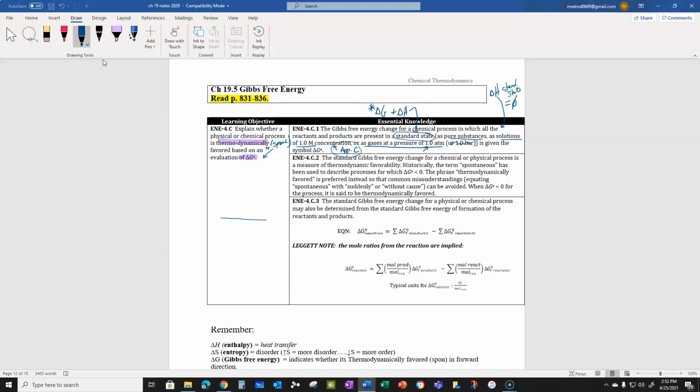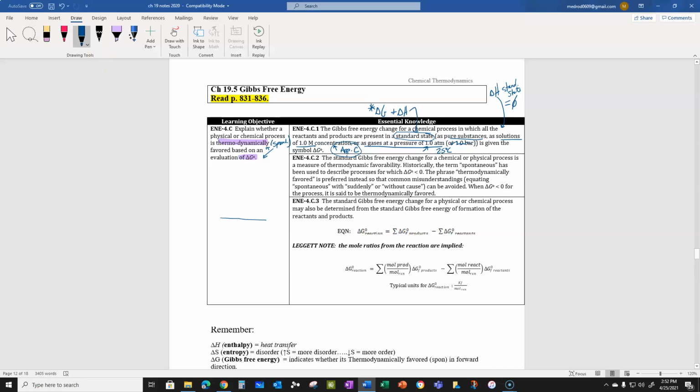So for us to use these appendix values, it has to be at 1 molarity, 1 atm, and 25 degrees Celsius. We don't use bars in AP Chem, but they always keep bar in there for some reason. I don't know why. So delta G, standard state.